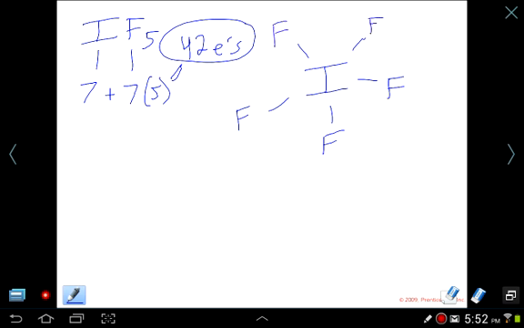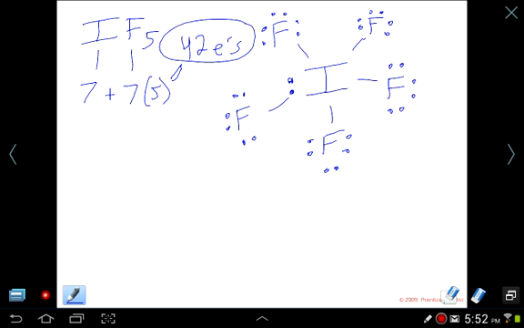Let's go and count the total number of electrons. 2, 4, 6, 8, 10, 12, 14, 16, 18, 20, 22, 24, 26, 28, 30, 32, 34, 36, 38, 40. And then the final pair, we have 42, 2 more to go. Again, it will go on the central atom. So iodine will definitely have an expanded octet with 12 electrons around it, which is possible for iodine.